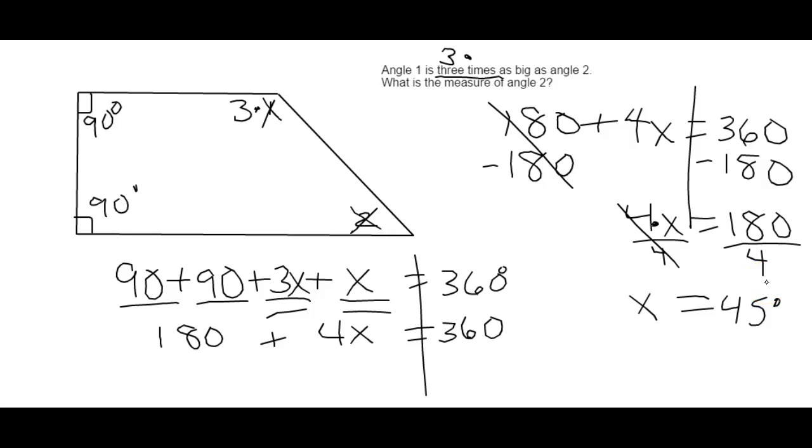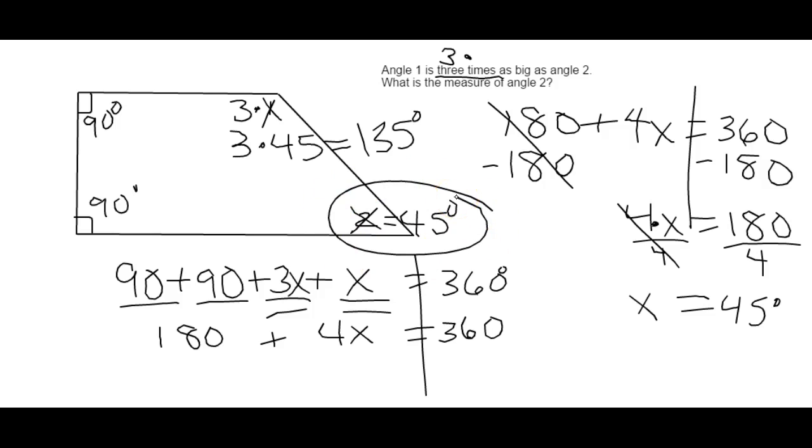Now again, this may not be our answer. We've got to go plug it back in to see what our actual answer is. They wanted the measure of angle 2. Angle 2 is just x, so it is just the 45 degrees. If they had asked for angle 1, we would have to do 3 times 45, which is 135 degrees. So for this problem, though, they asked for angle 2, so it would be just 45 degrees. So that concludes our discussion on angle measures.